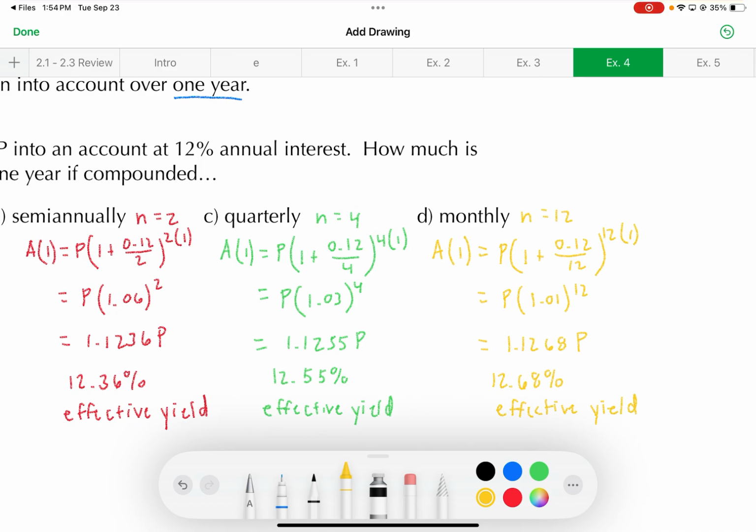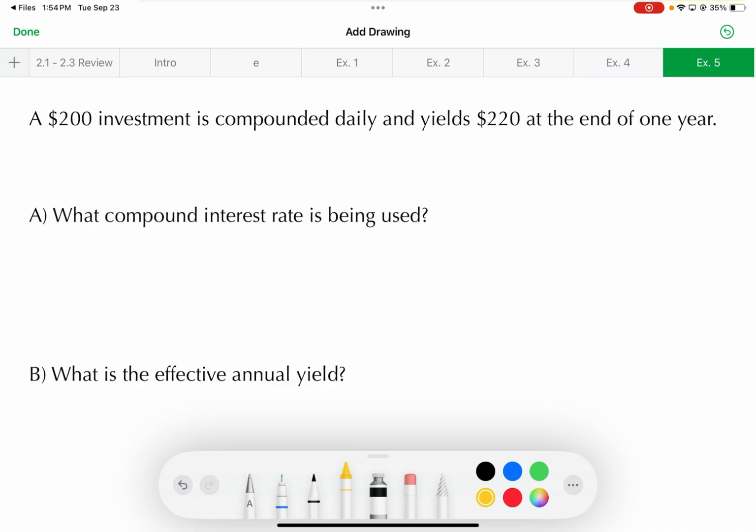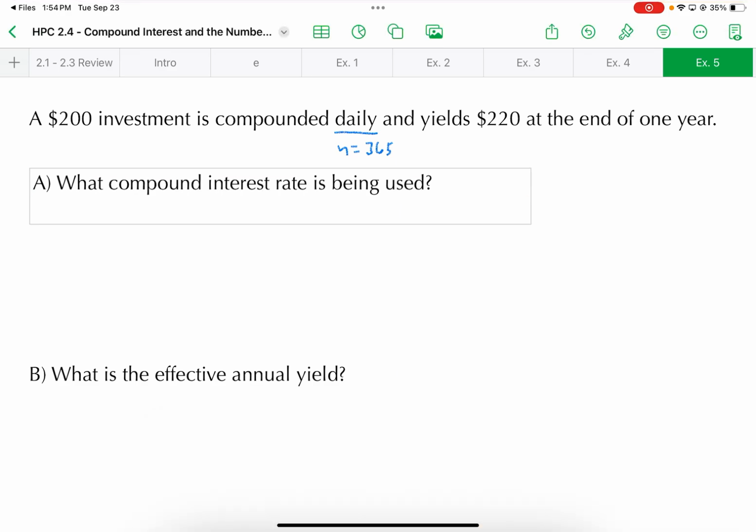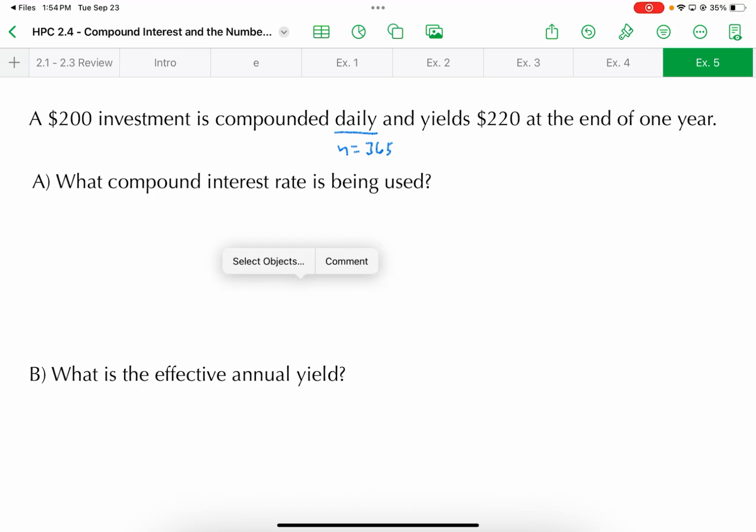All right, now example 5, we kind of take this a step further and actually apply this to some specific principal values. So here we got a $200 investment compounded daily. So that means N is 365 here, and it's yielding $220 at the end of 1 year. Okay, so we want to know what's the compound interest rate that would be used here.